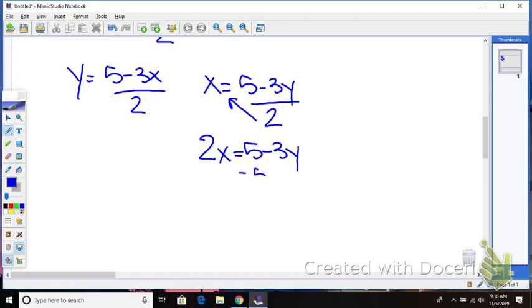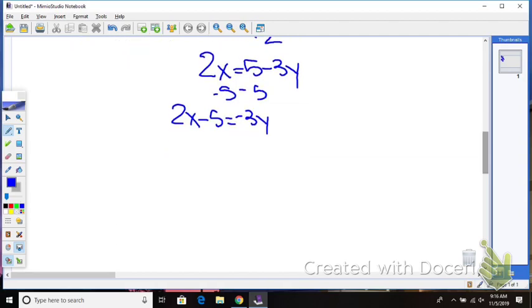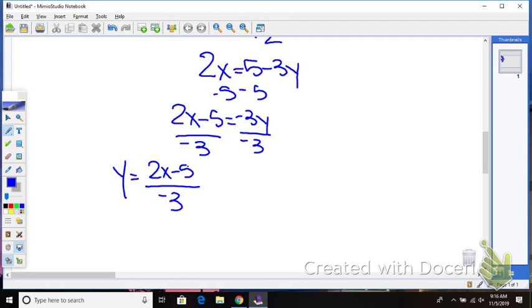I'm going to subtract my 5 over. So I have 2x minus 5 equals negative 3y. Then I'm going to divide by my negative 3. So I have y is equal to 2x minus 5, all divided by negative 3. You can go ahead and split that up if you want, or you can leave it like this. Did you guys leave it like this? Okay. So I could write it as y equals that, or I could get fancy and say f inverse of x equals 2x minus 5, all divided by negative 3. Because we're pretty fancy in here.